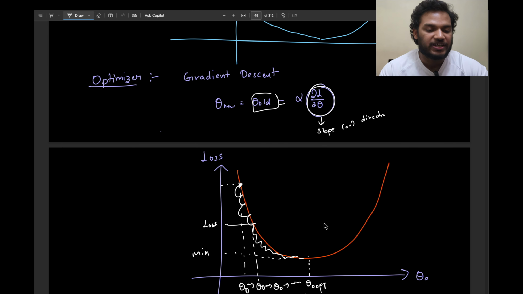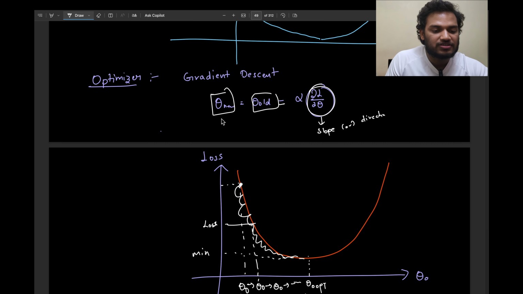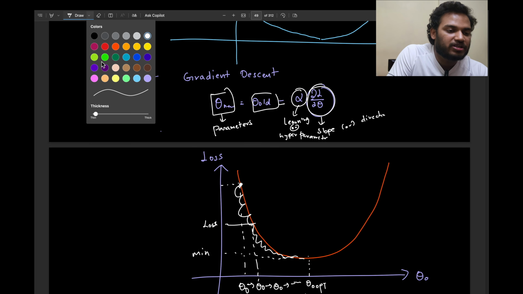This is about the gradient descent algorithm. In gradient descent, what are these thetas? These thetas are our parameters. And what is this alpha? This alpha is the learning rate, which can also be called a hyperparameter, because we will be adjusting these hyperparameters. And who will adjust these parameters? These parameters will be adjusted by the model.